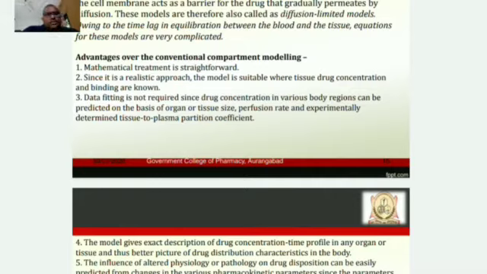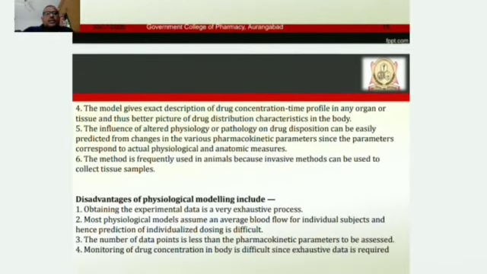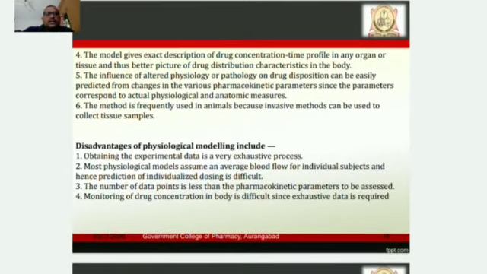Data fitting is not required, since drug concentration in various body regions can be predicted on the basis of organ and tissue size, perfusion rate, and experimentally determined tissue to plasma partition coefficient. So here there is no need to go for data fitting. The next advantage is that this model gives an exact description of the drug concentration time profile in any organ or tissue. Next, the influence of altered physiological and pathological conditions on drug disposition can be easily predicted from this method.